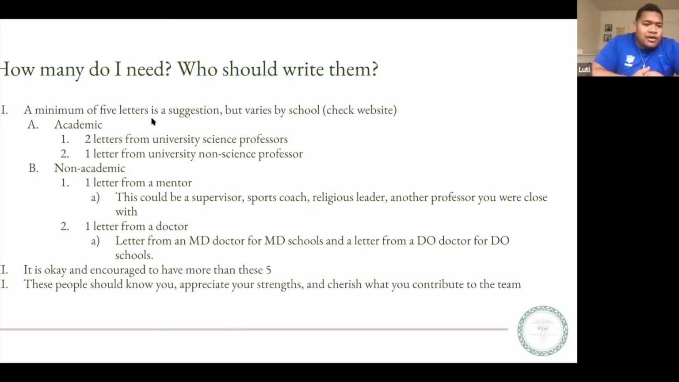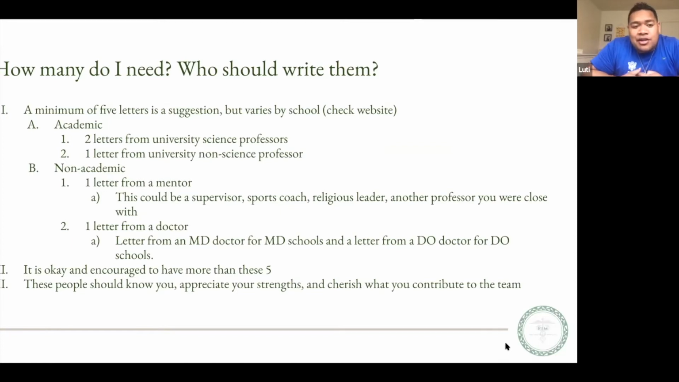Yeah, so in regards to how many letters you need or who should be writing them, a good rule of thumb that I had when I was applying to med school is about 5. 5 is probably a good minimum. It kind of varies for each med school, so you would want to check their website. You want to check AMCAS when you're applying and what they are looking for, each school specifically. But if you follow this rule of thumb, it should be pretty decent.